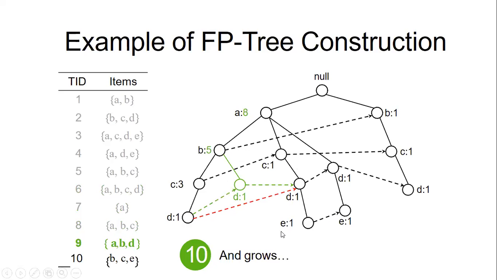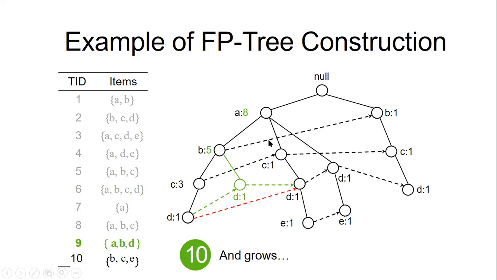Then next, still two more transactions are there. So ABD here. AB we have, but we don't have D directly. So we create the transaction ABD. D counter is 1, then we will be linking.